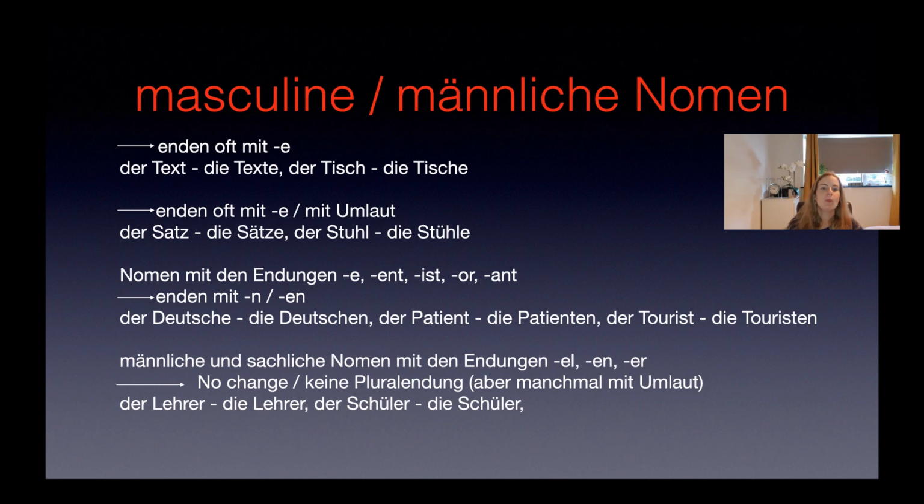Männliche und sachliche Nomen mit den Endungen el, en und er, that means masculine and neuter nouns with the endings el, en, and er, they simply do not have any plural ending. That means nothing changes, which is good, isn't it? But sometimes they come with an umlaut. For example, der Lehrer, the teacher, die Lehrer, the teachers. Der Schüler, die Schüler.